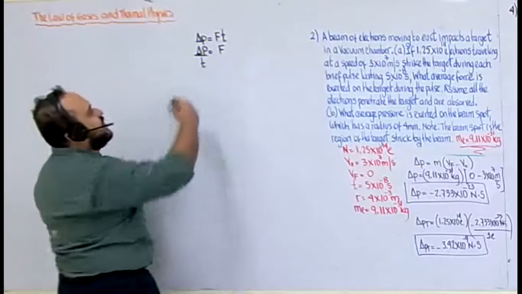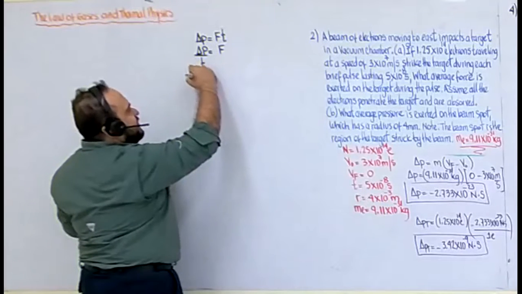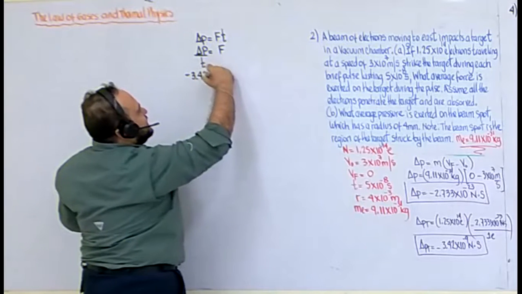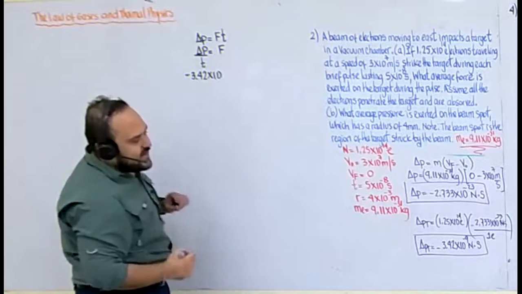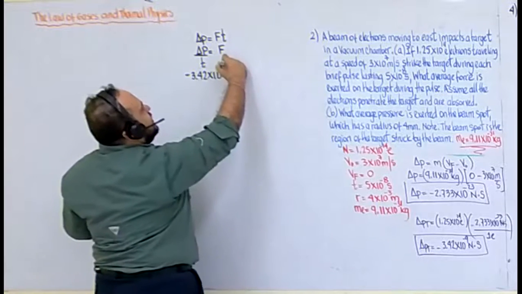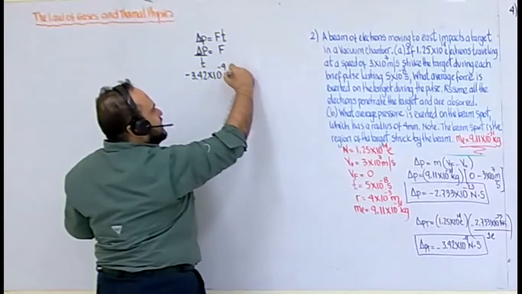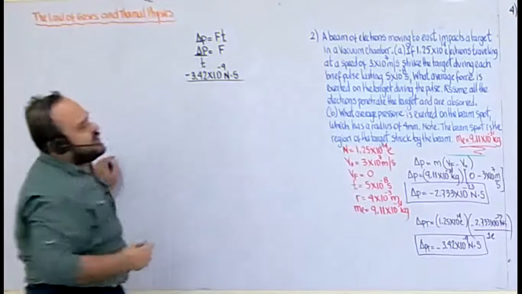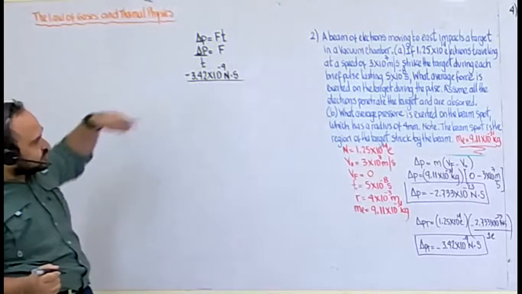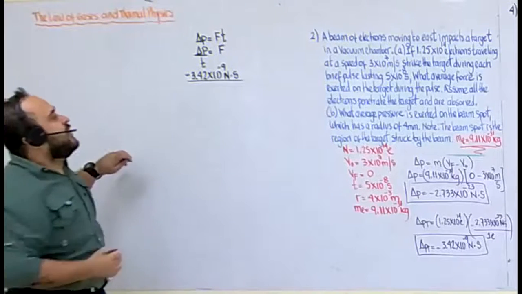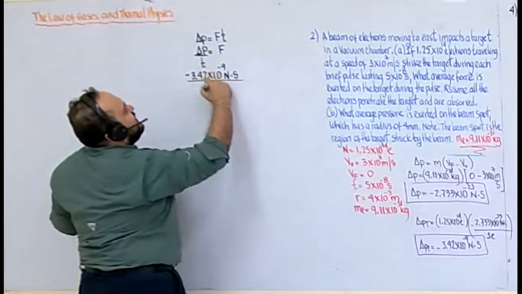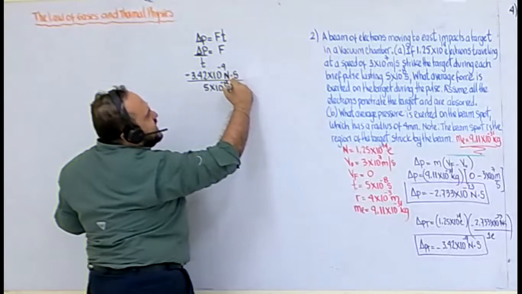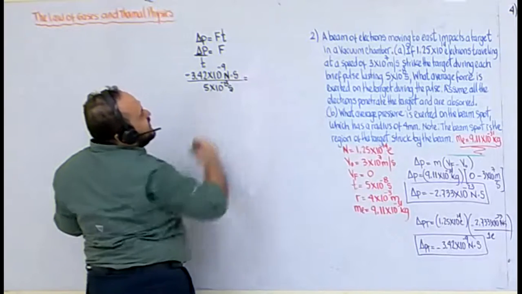Okay, so what we have to do is replace those values. The change of impulse, you know, is negative 3.42 times 10 to the negative 9 power newton-seconds, divided by what? The period of time. This period of time is 5 times 10 to the negative 8 power seconds. And what will it be equal to?